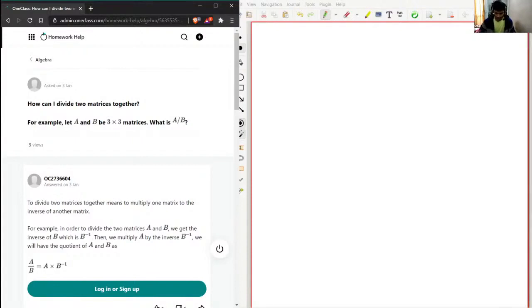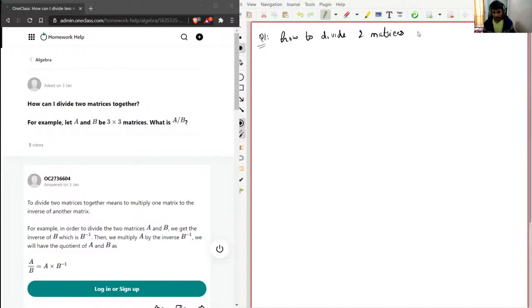So here we have question number one. It is asking how can I divide two matrices together? The thing is that for dividing two matrices, there is not any direct approach.